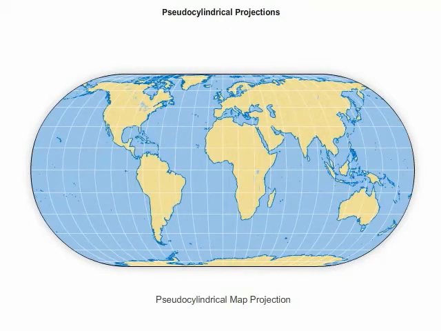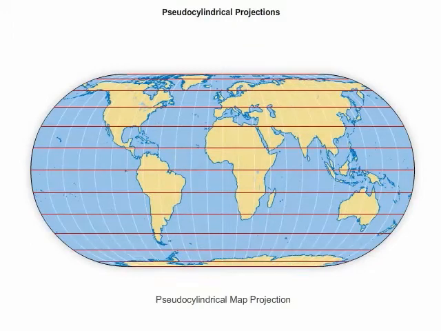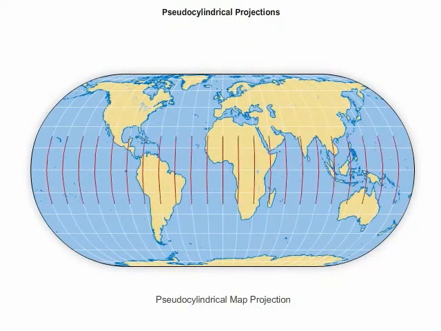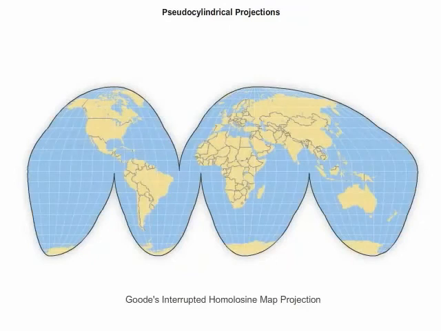On pseudo-cylindrical projections, parallels are typically shown parallel to each other. But the meridians curve in and converge or nearly converge at the poles. A very common pseudo-cylindrical projection is Goode's interrupted Homolosine projection. This is a pseudo-cylindrical equal area map. Here the oceans are torn or interrupted to reduce shape distortion in the high latitudes.